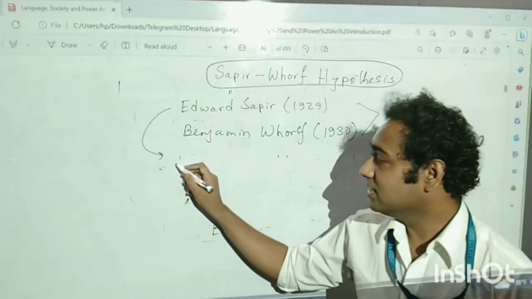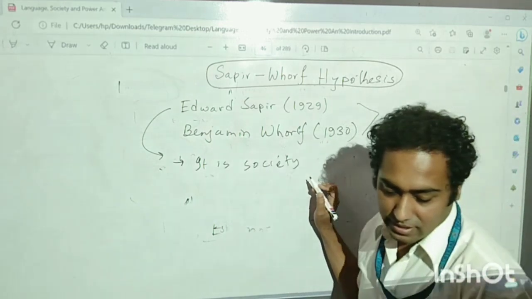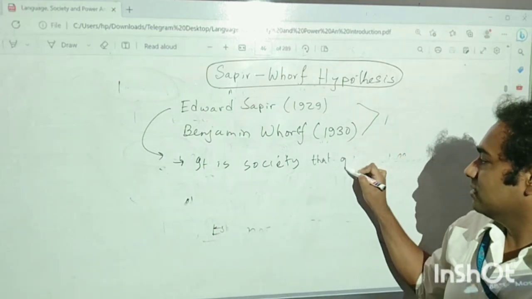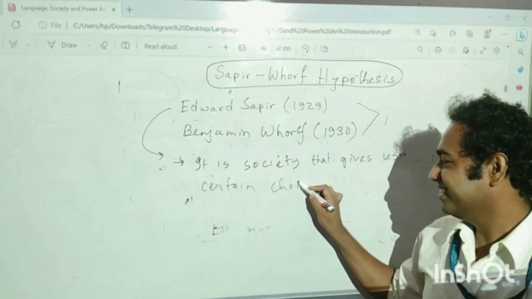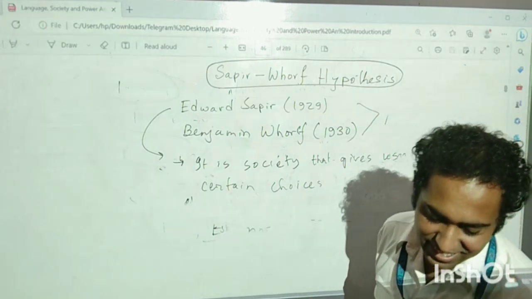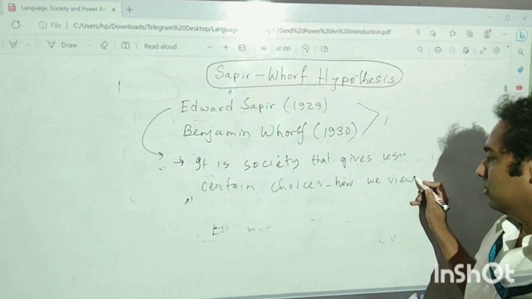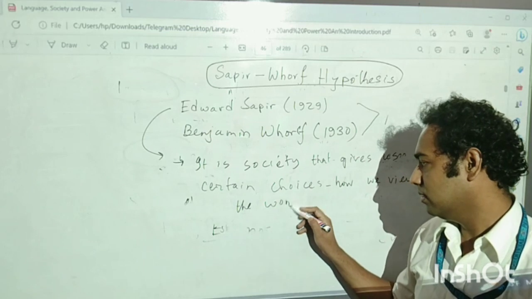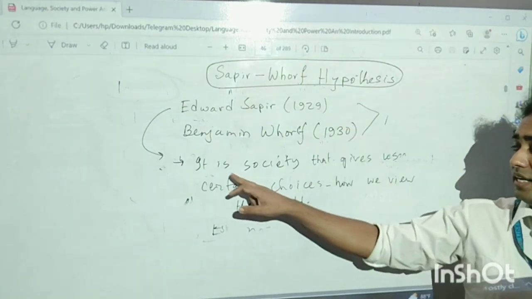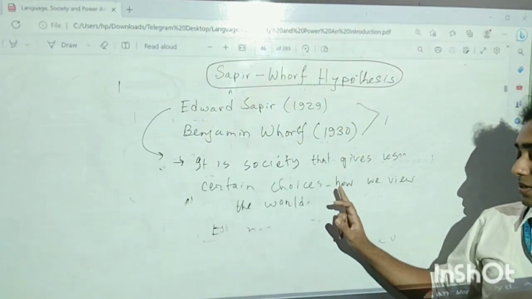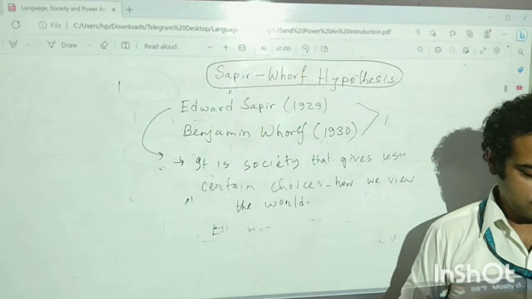Edward Sapir said, it is the society that gives us certain choices, and how we view the world. Edward Sapir said in 1929, it is the society that gives us certain choices, and there are so many ideas inside that can change how we view the world.